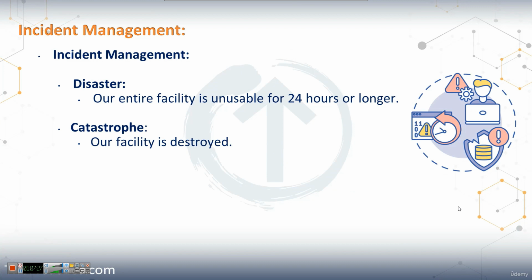Had we been a smaller internet service provider, well then we may not have had that ability. In that case, that snowstorm would have been a disaster because we can't do business for 24 hours or more.